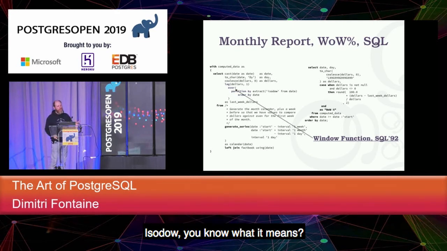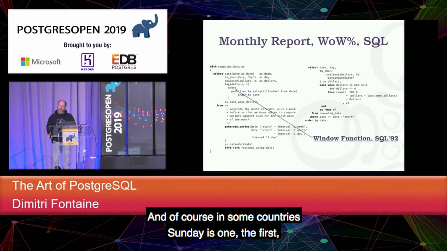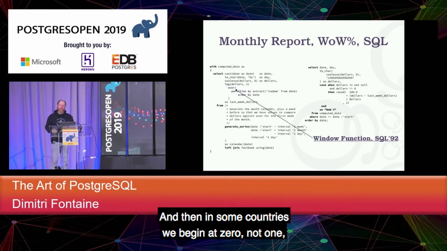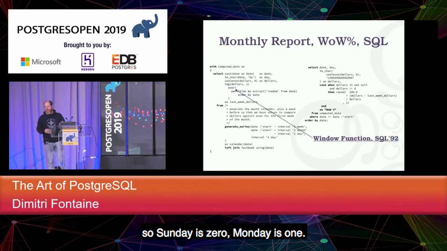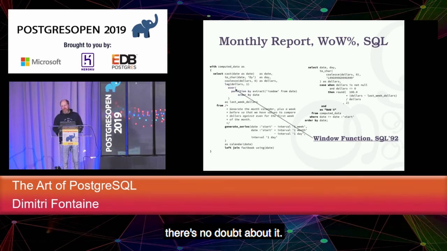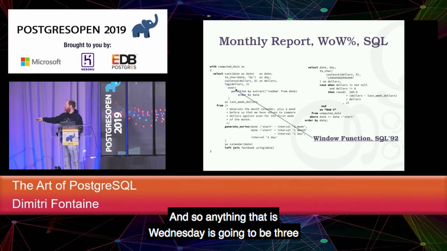ISO-DOW, know what it means? DOW, it's day of week. And of course, in some countries, Sunday is one, the first. Some other countries, it's Monday. And then in some countries, we begin at 0, not at 1. So Sunday is 0, Monday is 1. And well, it's crazy. So of course, there is an ISO standard about it. So we use the ISO definition for the day of week. And so anything that is a Wednesday is going to be 3.